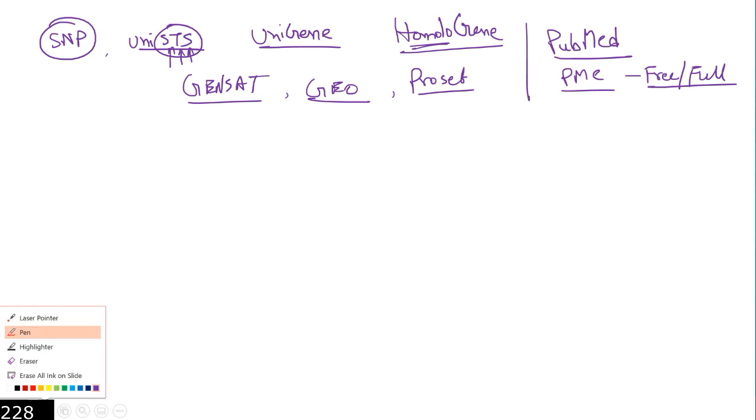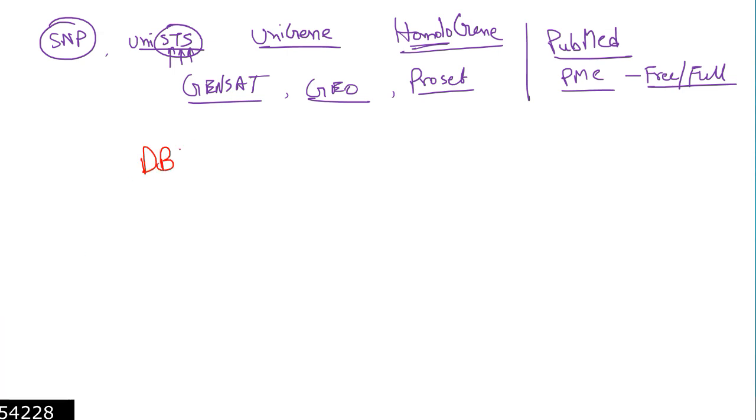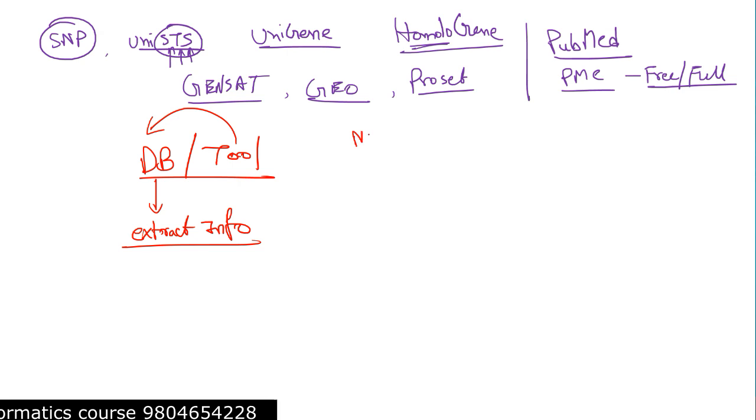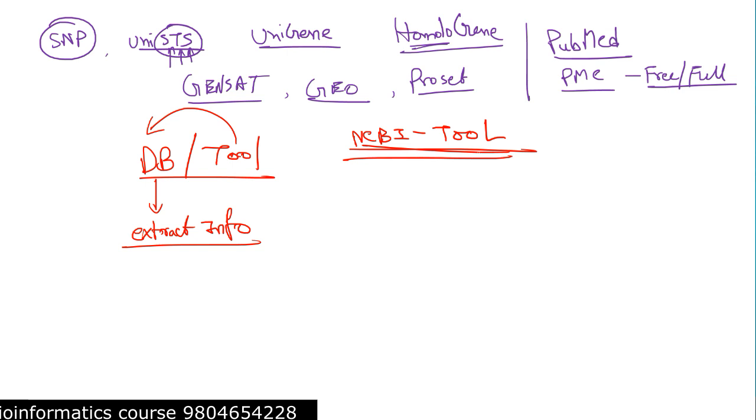Okay, it's very important to understand the difference between a database and a tool. A tool is something with which we can gather, we can extract information from a database. So for example, what is the example of a tool of NCBI? These are all databases of NCBI, right? So what is the tool of NCBI? Let me write NCBI tool, and what we'll find out about the NCBI tool is Entrez.